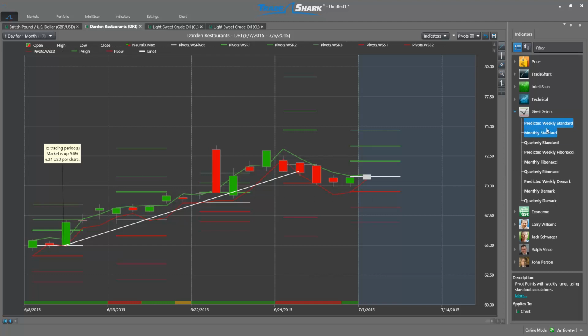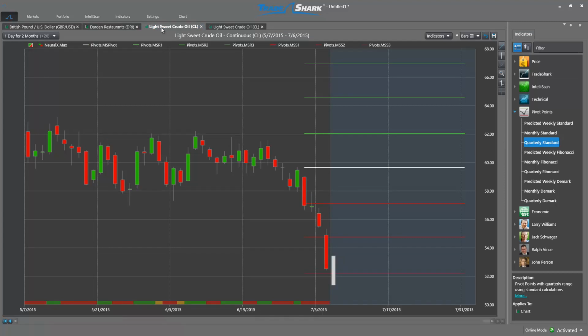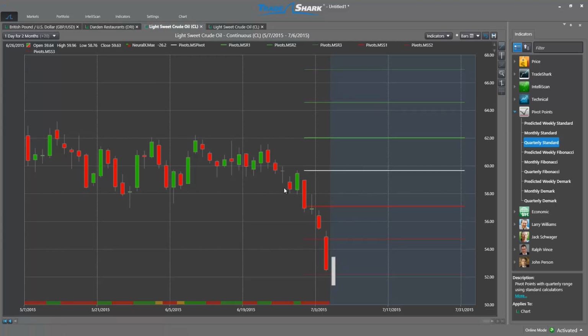In addition to the weekly pivot points, TradeShark also includes monthly and quarterly pivot points, which are very helpful for longer-term position traders. In this next chart example for light sweet crude oil, we can see the market opening up below the monthly pivot point. A longer-term trader would look to possibly hold some existing positions or possibly take a new position short the market.